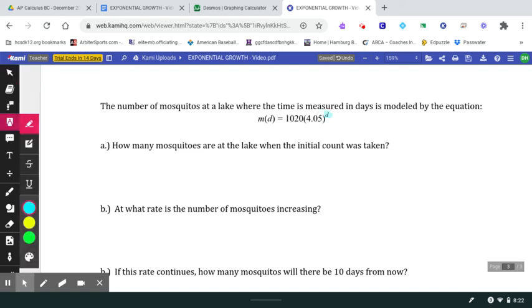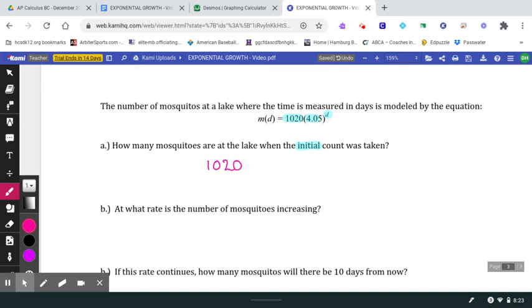Your variables in the exponent. A is not 0, and B is positive but not equal to 1. So we've checked all 3 boxes. How many mosquitoes are at the lake initially? That's going to be your A value. So we know right out of the gates, we initially have 1,020 mosquitoes. That's more than we care for.